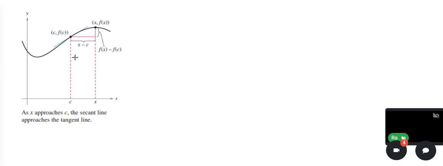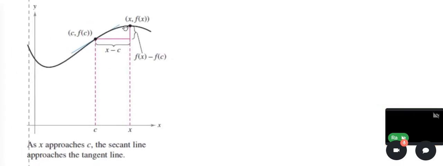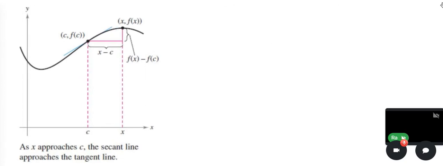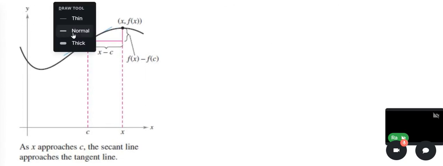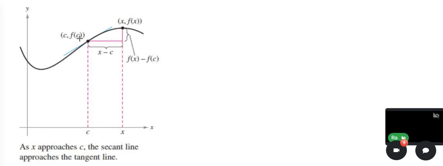Let's take this graph. This is the graph of y equal to f of x, and this is the point C. Can you see the graph clearly? Any difficulties, or do you want me to zoom in? I got it. I can see it. Okay. I just zoomed in a little bit. So this point is (c, f(c)), and I take another point (x, f(x)). Now I want to find the slope at this point called C.